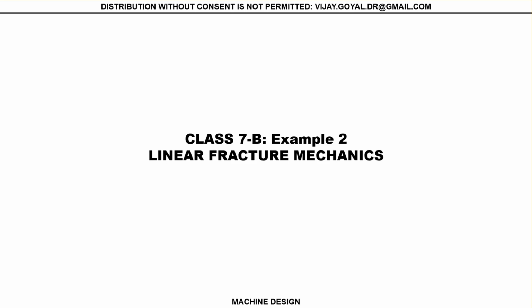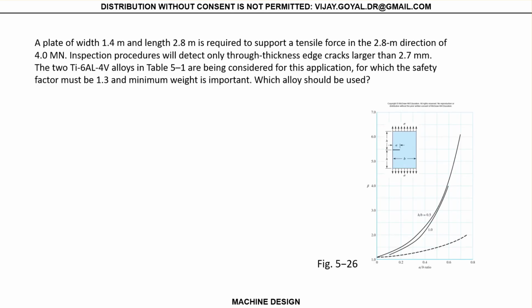So this is example number 2 on linear elastic fracture mechanics. Let's consider this case. We have a plate that has a width of 1.5 meters, a length of 2.8 meters. So let's make some drawings here. The case that we are working here has a through the edge crack. So through the edge crack is this case from figure 5.26.